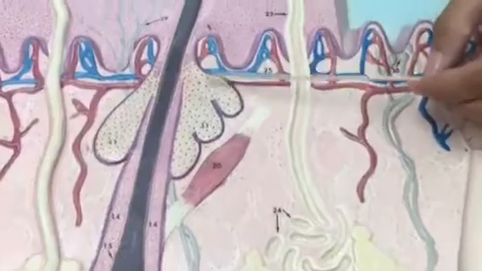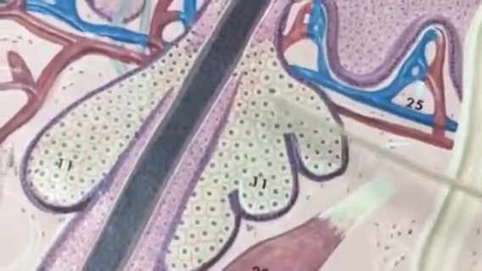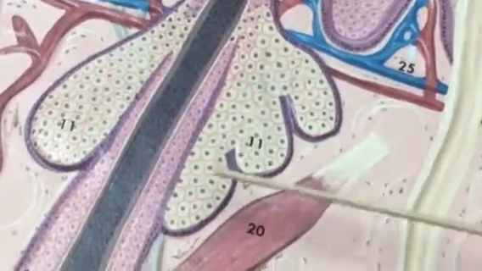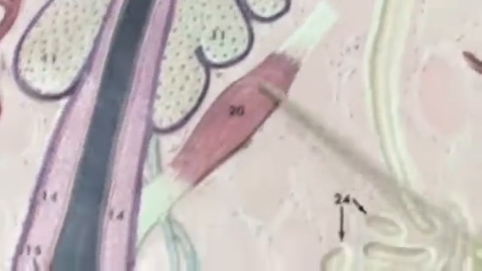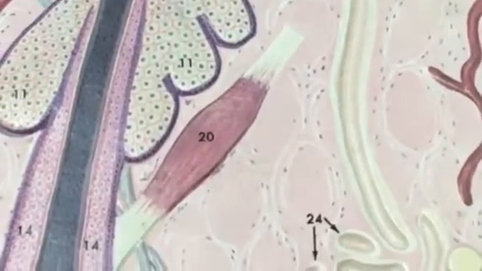This is a sebaceous gland. This is what produces sebum, that waxy, oily substance that lubricates your skin. This is the erector pili muscle. When it contracts, you get goosebumps.